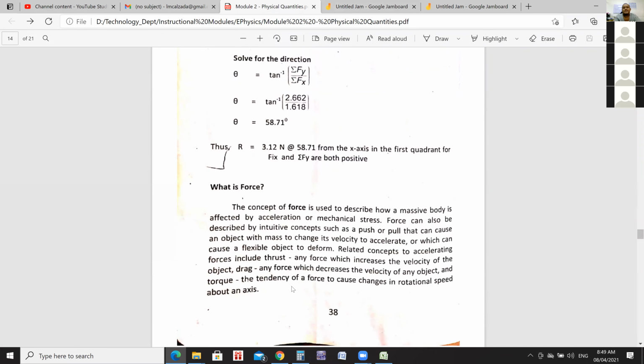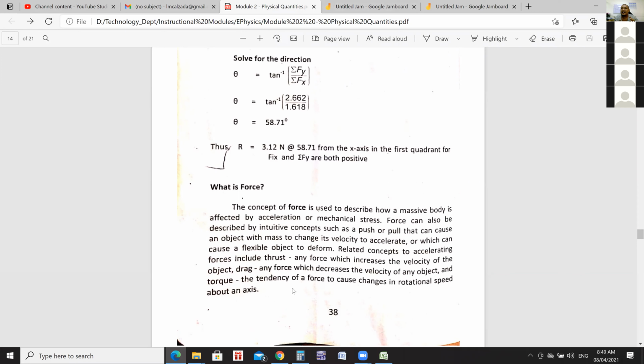What is force? The concept of force is used to describe how a massive body is affected by acceleration or mechanical stress. Yes. No? Because not all the time that you exert the force, it will cause movement. No? Look, push the wall. Your energy will just be used up, and it won't move.